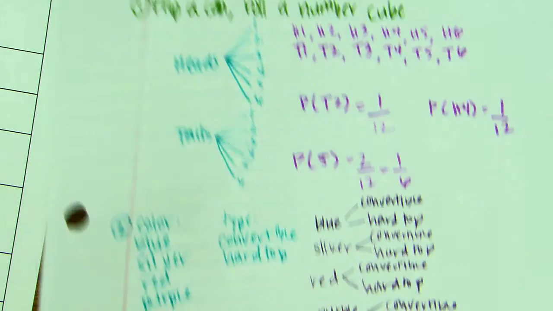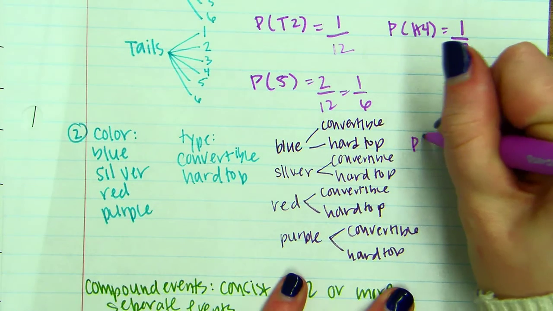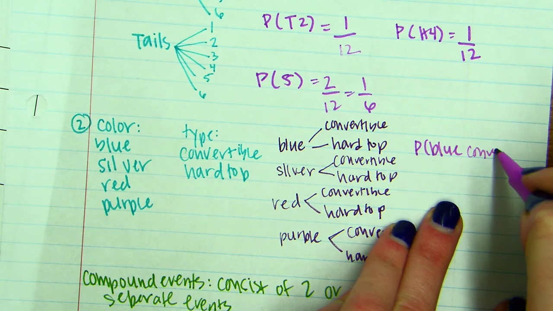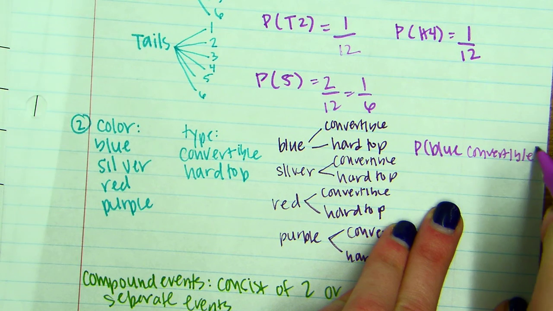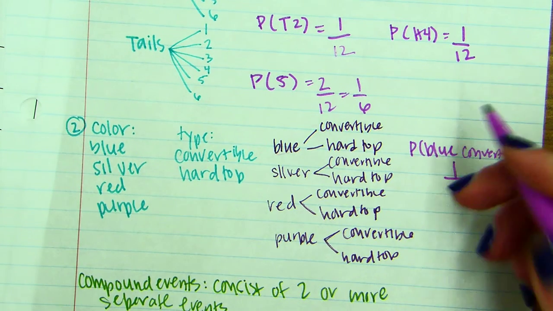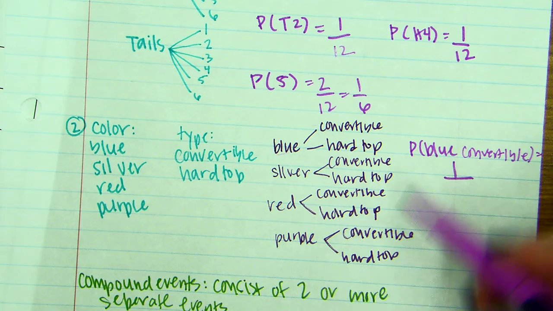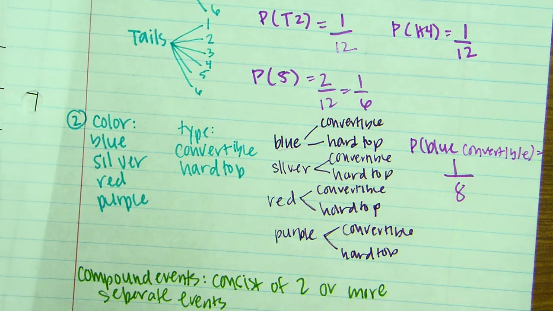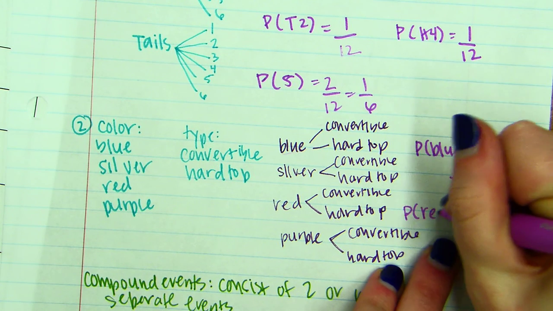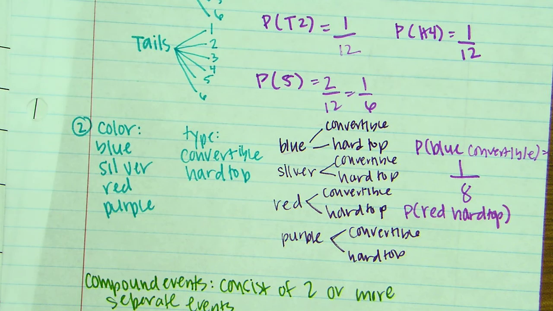Let's look at the second example. What's the probability of getting a blue convertible? That would be one of the options, blue and convertible, out of 1, 2, 3, 4, 5, 6, 7, 8 total options. So for the question for this video, you need to find the probability of having a red hardtop. That's what you're going to submit for the answer to this video.